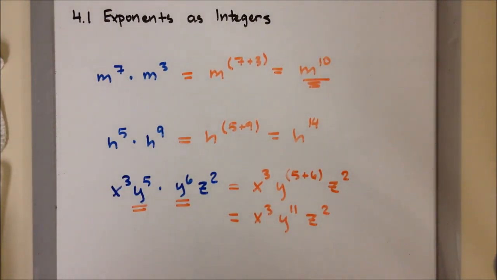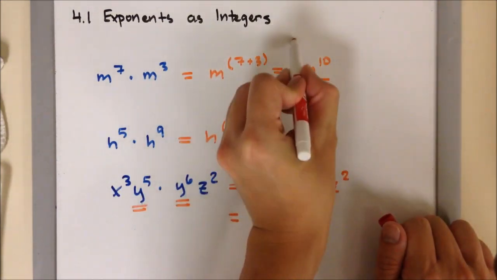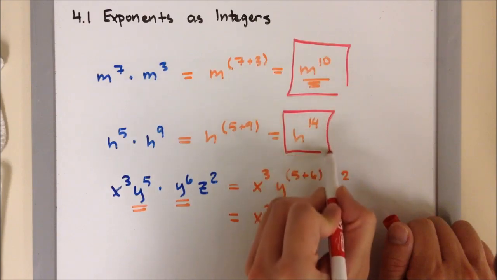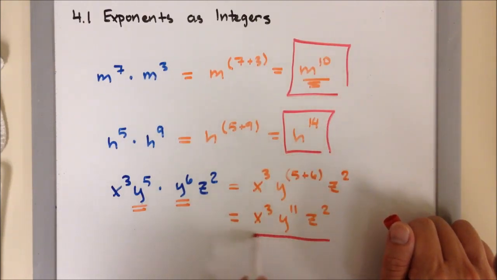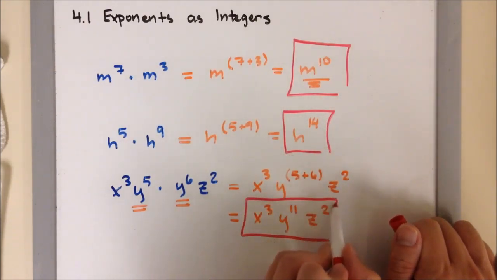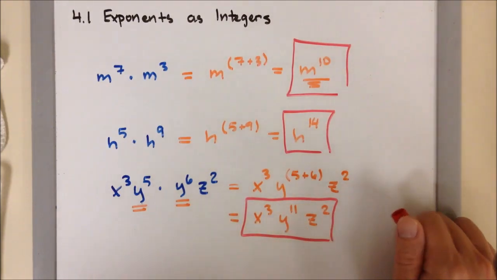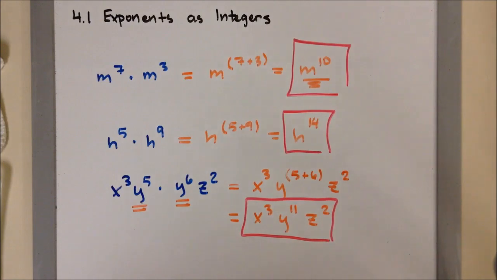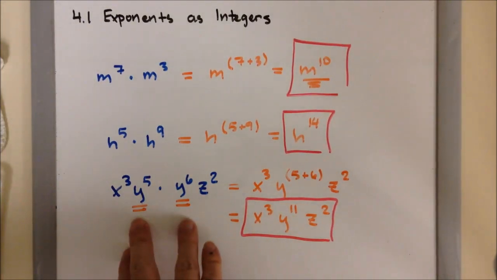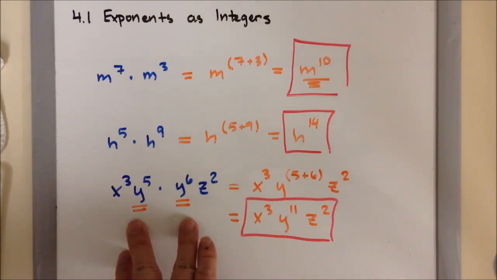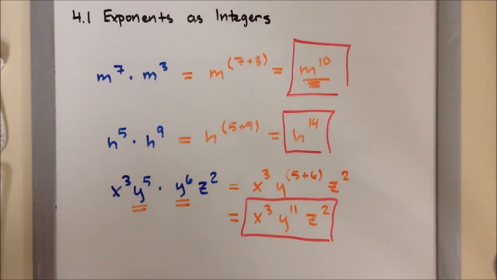So this m to the 10th power is my final answer. H to the 14th power is my final answer. And this term, x to the 3rd times y to the 11th times z to the 2nd, is your final answer. So you only add the exponents when there's two same bases. Let me clarify. When two same bases are multiplying, you add the exponents together.